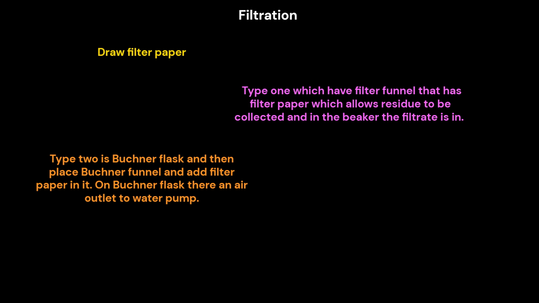Filtration. Draw filter paper. There are two types of filtration. Type 1 has a filter funnel with filter paper, which allows the residue to be collected, and in the beaker the filtrate is collected. Type 2 uses a Buchner flask, and then you place a Buchner funnel and add filter paper in it. On the Buchner flask, there's an air outlet to a water pump.